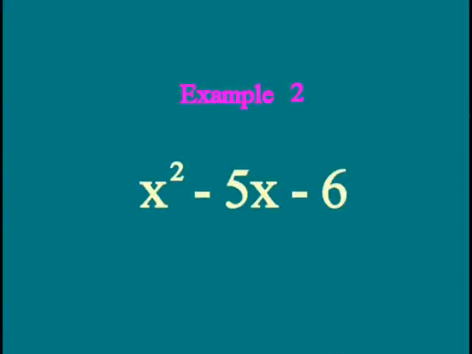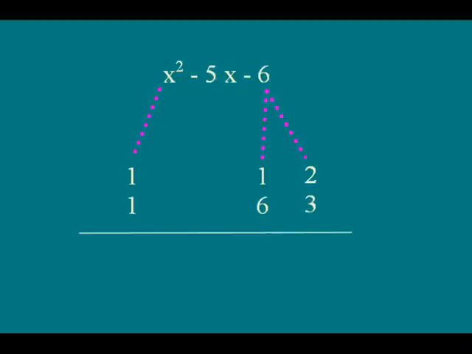In example 2, we'll factor x squared minus 5x minus 6. The coefficient of x squared is 1. That factors one way into 1 times 1. The constant term 6 factors two ways into either 1 times 6 or 2 times 3. So in this problem we have choices, either the 1 and 6 or the 2 and 3.